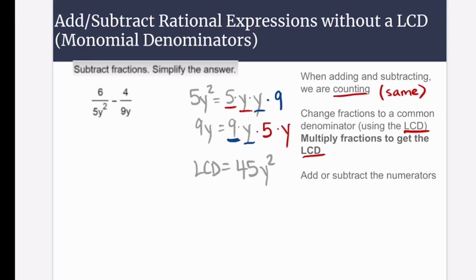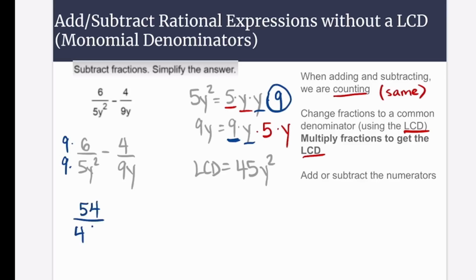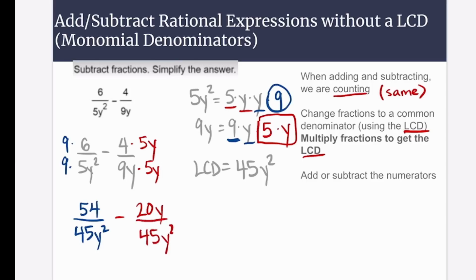So the 5y squared gets multiplied by 9. So 6 divided by 5y squared minus 4 divided by 9y. The 5y squared and the 9 both get multiplied, and the 6 both get multiplied by 9, which gives us 54 over 45y squared. And then the 9y gets multiplied by 5y. So does the 4 in the numerator. So we get 20y over 45y squared.